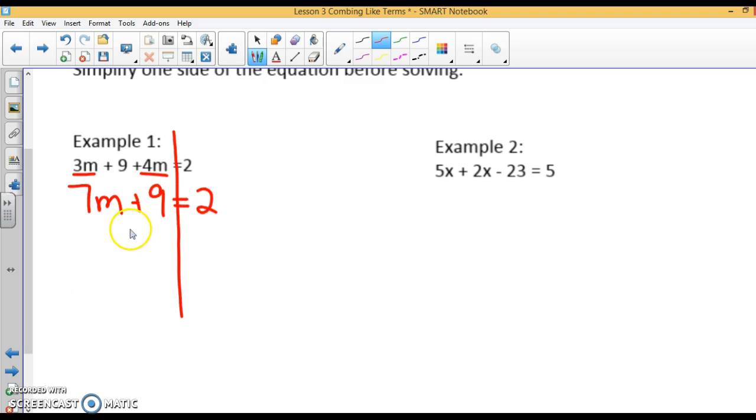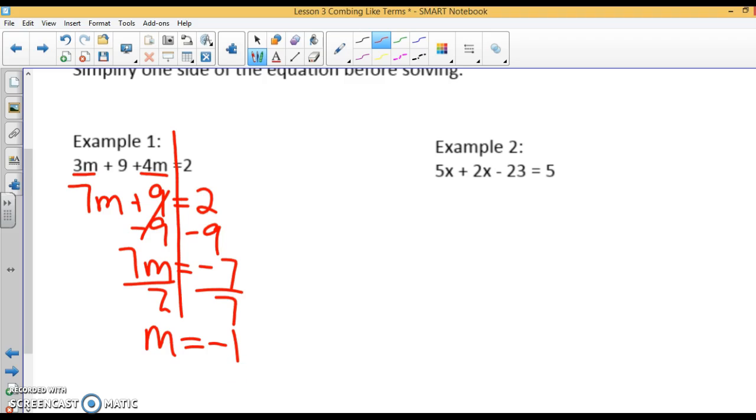Now we can solve. We can subtract 9 from both sides, and I'll get 7m equals negative 7, because 2 minus 9 gives you negative 7. We're going to divide by 7 on both sides, and I'll get m equals negative 1 for my first example.